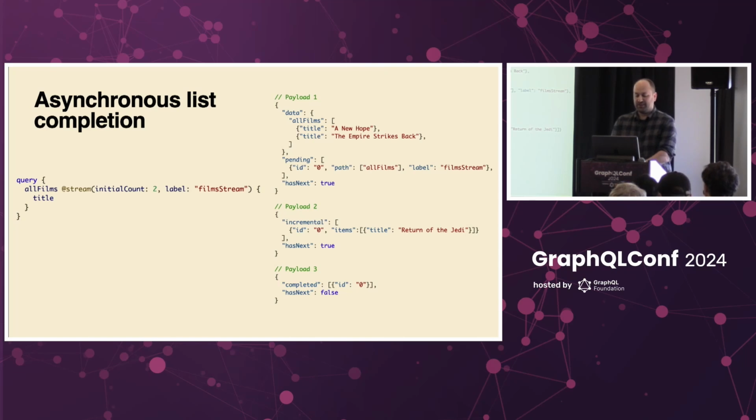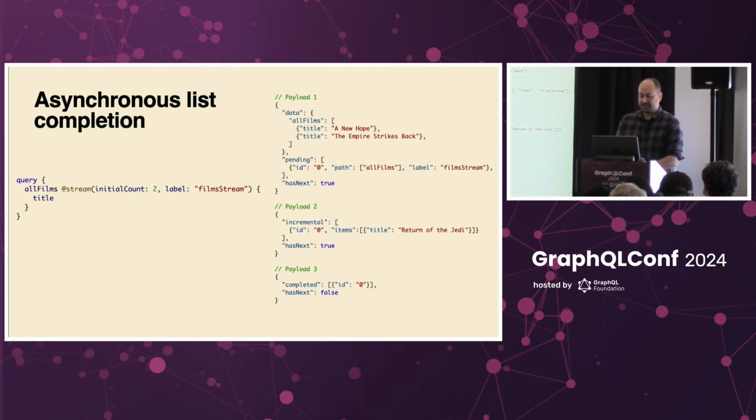Another interesting scenario is asynchronous list completion. The stream directive is a good match on your server for asynchronous data sources. If you're writing JavaScript, we have async iterables and async generators. And the server can deliver each item to the client as soon as the asynchronous data source gives it off to the server.